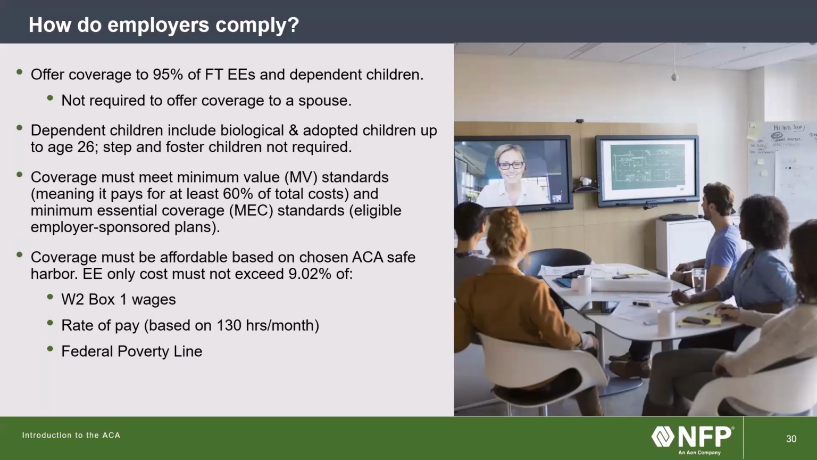Obviously, using federal poverty line, that is the hardest standard to meet. So employers generally will use either rate of pay or W-2. The challenge with using W-2 is you don't know someone's W-2 wages until the end of the year. So it's a little harder for employers to calculate ahead of time whether or not coverage is considered affordable. So if employers are sort of on the fence with affordability, they'll generally use the rate of pay.